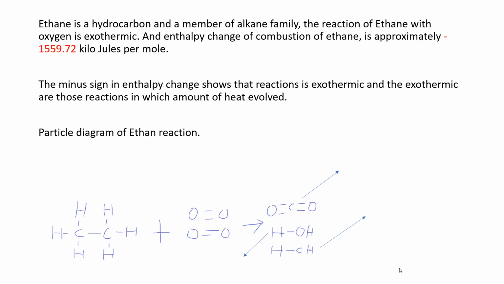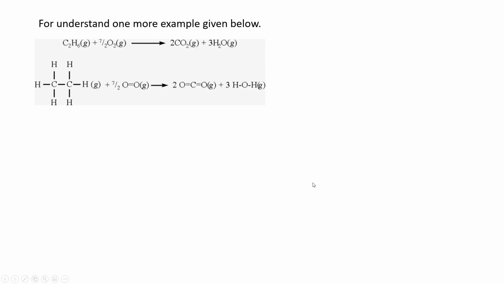Particle diagram of ethane reaction. Here the structural formula of ethane shows a single covalent bond between the atoms of ethane and a double bond between the oxygen atoms. The diagonal arrow sign shows the kinetic energy of the particles: the longer the arrow, the higher the kinetic energy, as you can see here. For understanding, one more example is given below.